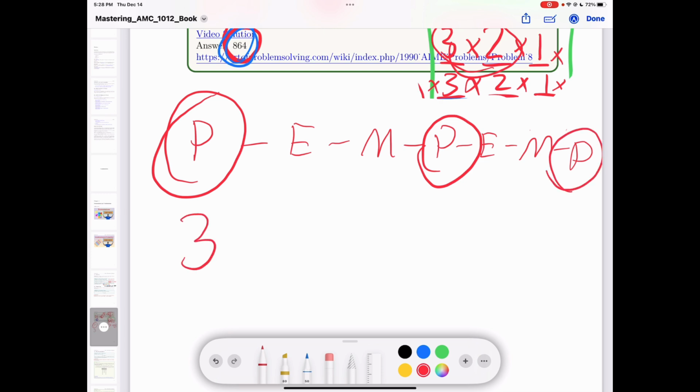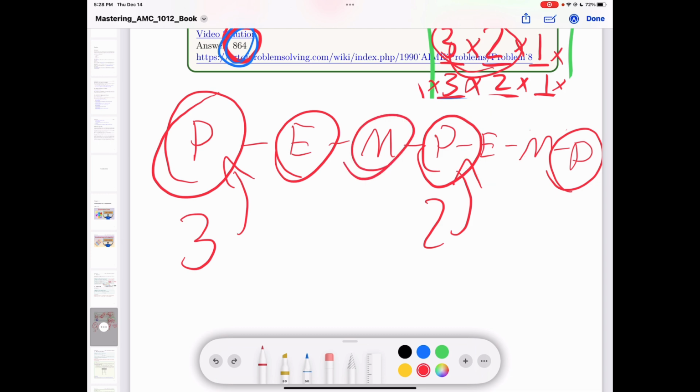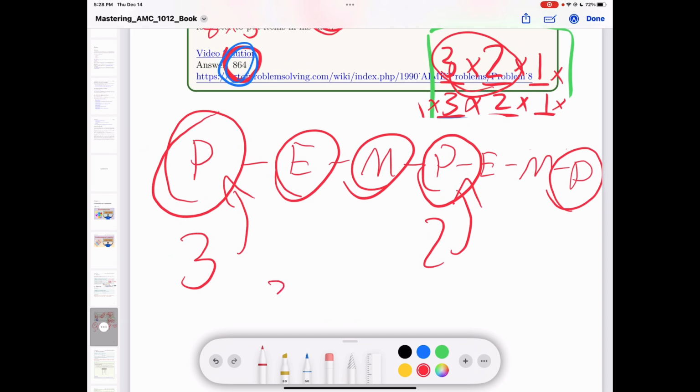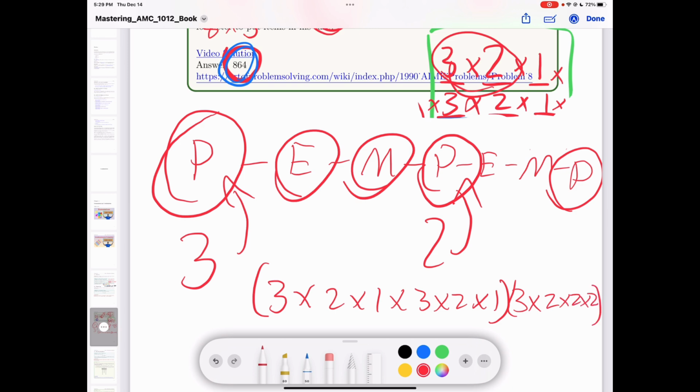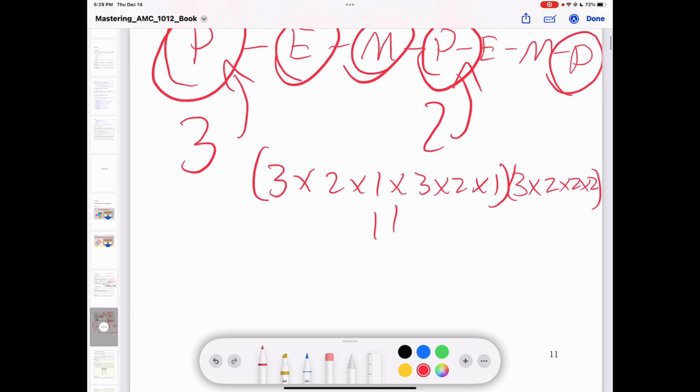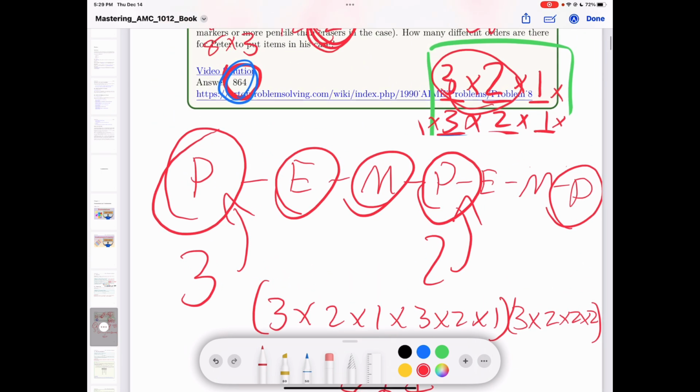So we have 3 possibilities for this P, 2 possibilities for this, and then this is just 2, and this is just 2. So I think our final formula will be 3 times 2 times 1 times 3 times 2 times 1, and that whole thing is multiplied by 3 times 2 times 2 times 2. So 3 times 2 times 3 times 2 times 3 times 2 times 2 times 2. That does give 864. Oh, yes, I think that's it.